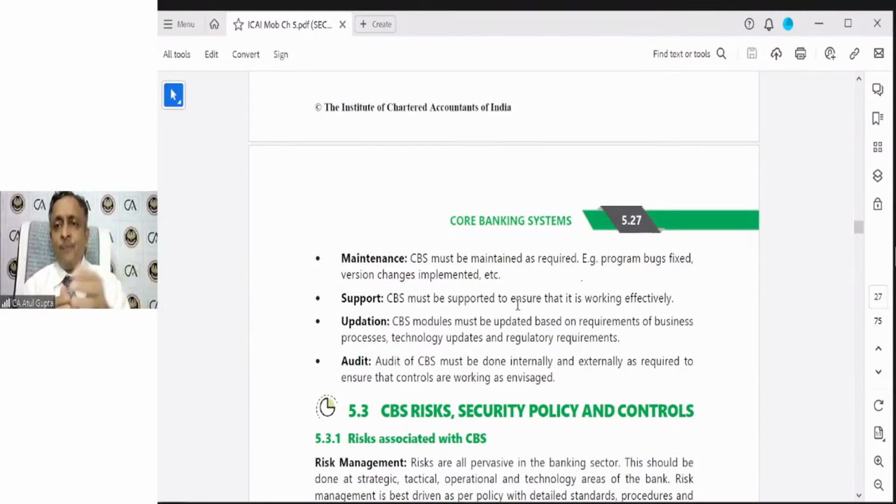Say, for example, in the XYZ bank case, today they have taken the internet banking module. Now suppose some time later they decide that they are going to allow mobile banking also. So they will have to update. All this becomes part of the maintenance, and the second word is also there, updation, and then regular audit of it. So that is a very good discussion on implementation.